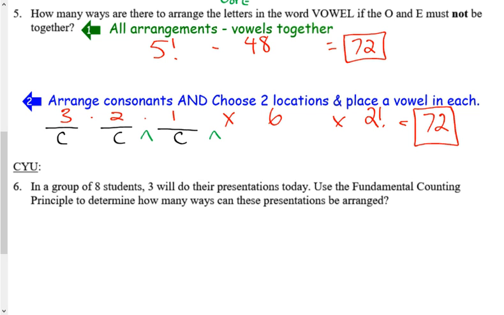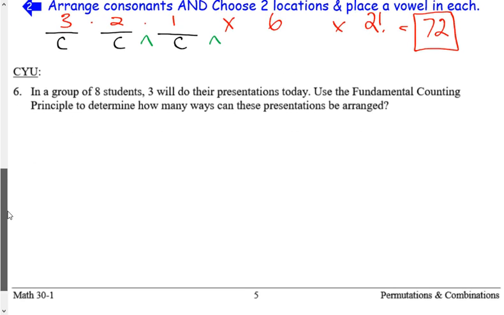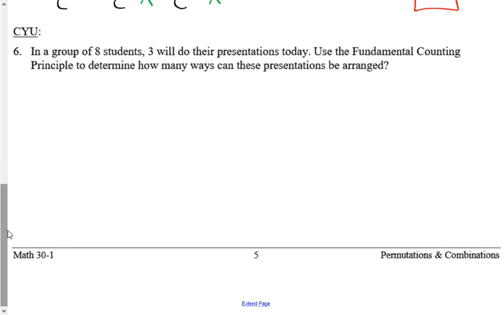Okay, 5 minutes left. Got to fly to get through this next little bit, and we'll see how far we get. This is called Check Your Understanding, but we won't do it that way. 8 students, 3 will present today. How many different ways can we arrange? Well, I have 1, 2, 3 presentations that are going to happen. Any of the 8 people can go first, and then any of the 7 and any of the 6. So the fundamental counting principle looks like that.